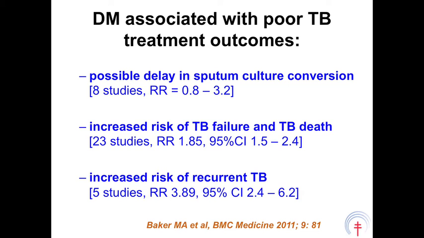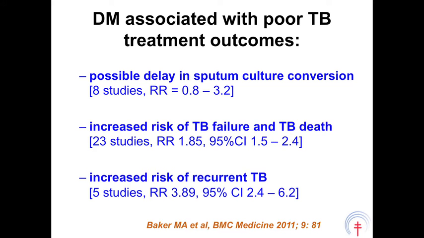Now, Megan Baker and colleagues in 2011 did a very nice systematic review and meta-analysis, looking at the effect of diabetes on TB treatment outcomes, and coming to 3 conclusions. Firstly, that diabetes is associated with a possible delay in sputum culture conversion, although not all the studies are consistent in this. Secondly, that diabetes is associated with an increased risk of TB failure and TB death during treatment, a lot more consistency here. And finally, that diabetes is associated with an increased risk of recurrent tuberculosis after successful completion of treatment.